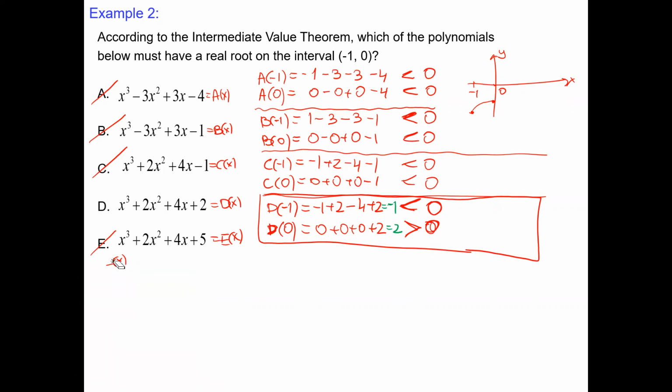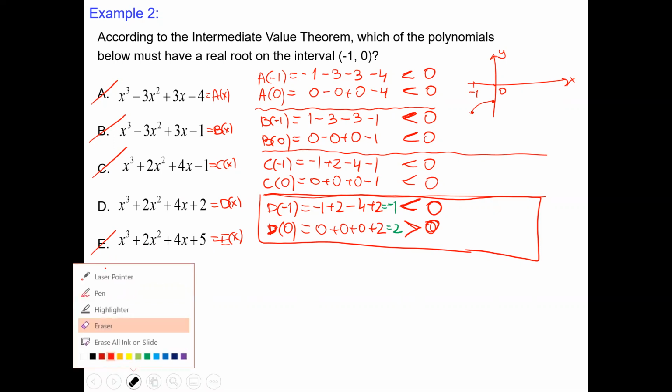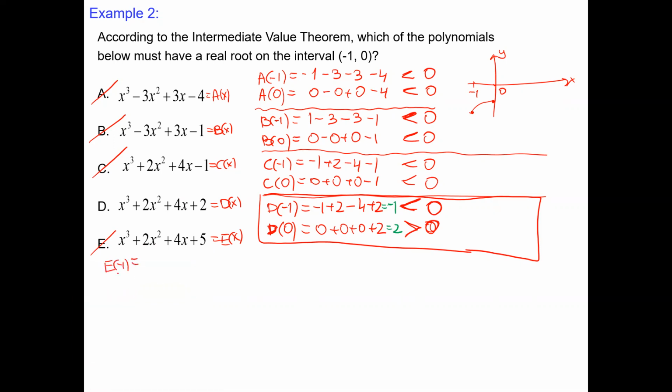Just to double check E at -1, because we never know, maybe we made an arithmetic mistake. This will be -1, +2, -4, +5, 7, 6, that's a positive number. And at 0, we will have 5. That means both are positive, that's also not good. Okay, D is the good answer.